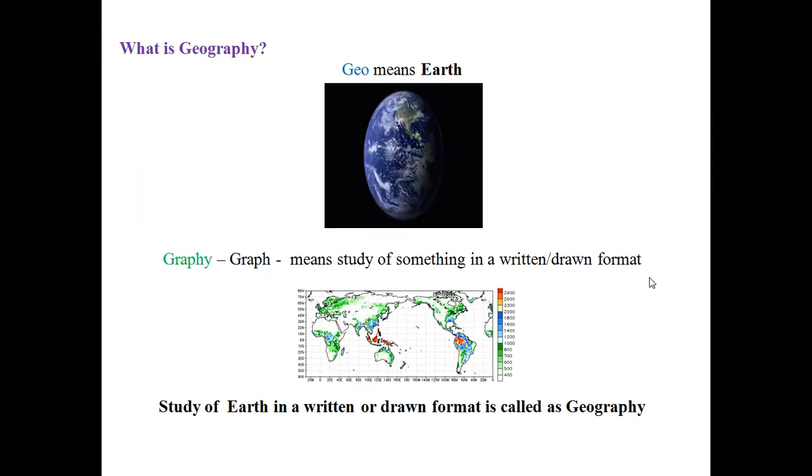So, what is geography? Geography is a Greek word which can be split into two. Geo means earth, and graphy, which is graph, means study of something in a written or drawn format. So, putting these together, geo and graphy means study of earth in a written or a drawn format.